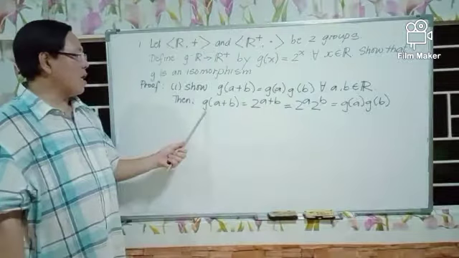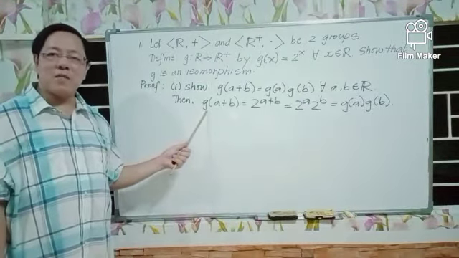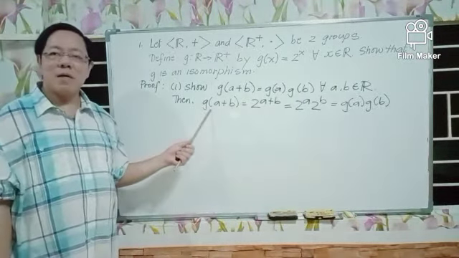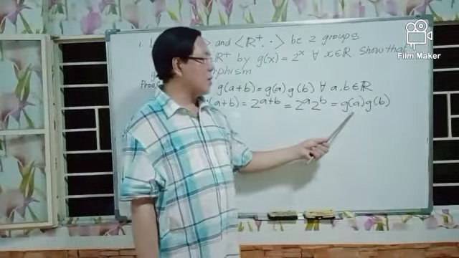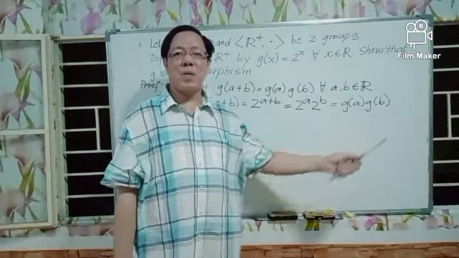Therefore, we have verified the first property, the property of homomorphism: g of a plus b is equal to g of a multiplied by g of b.